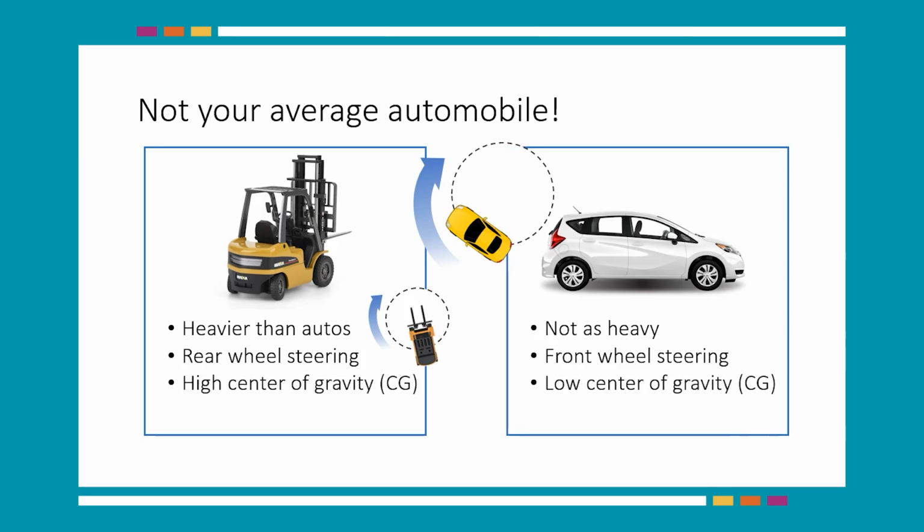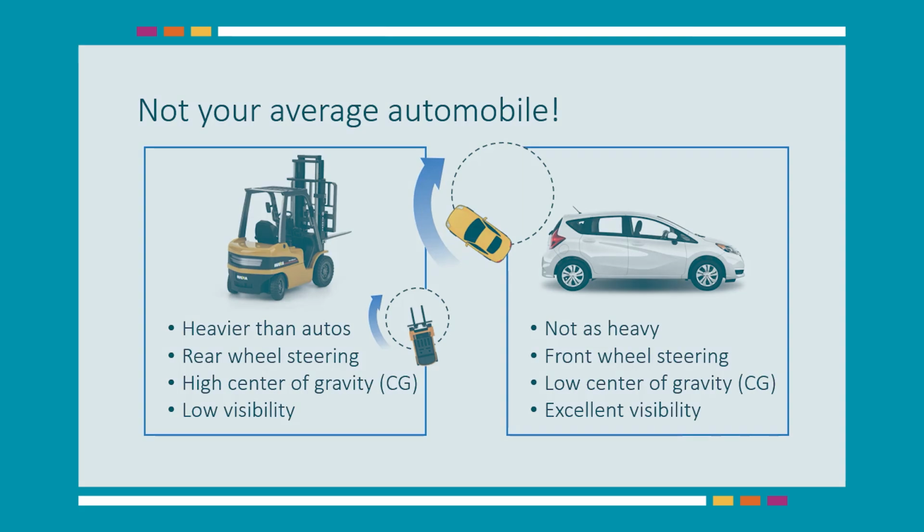The center of gravity is higher on forklifts than vehicles due to the load. Forklifts have poor visibility due to the mast or load obstructing the view, whereas vehicles have excellent visibility compared to forklifts.